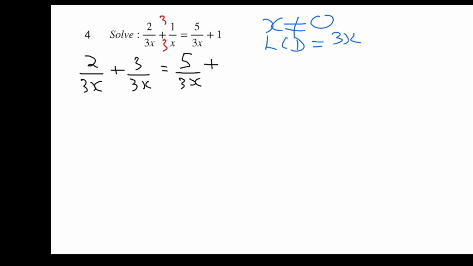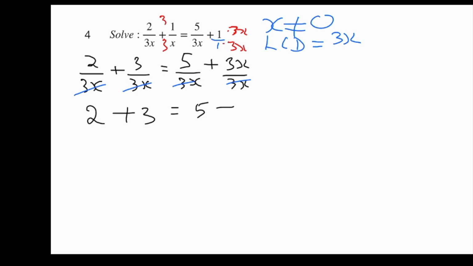1, remember 1 means 1 over 1. So that's a fraction 1 over 1. We want our denominator to be 3x, so multiply by 3x and multiply the numerator also by 3x. That will give us 3x divided by 3x. Now you can drop those denominators and you remain with 2 plus 3 is equal to 5 plus 3x.